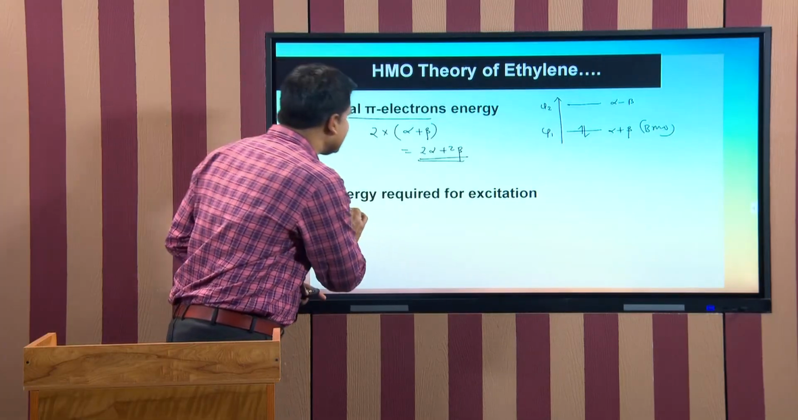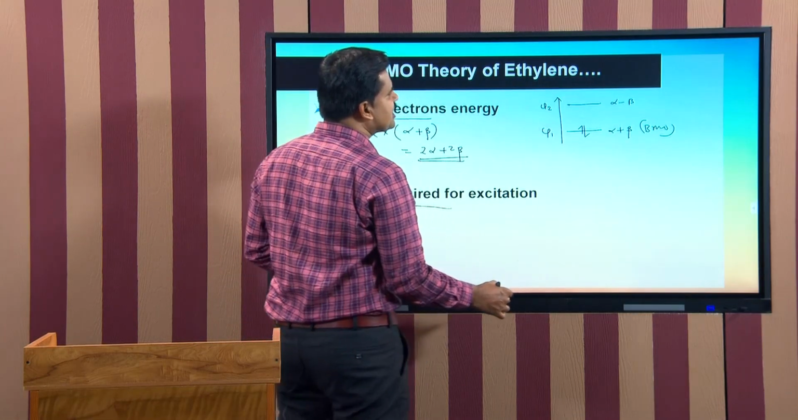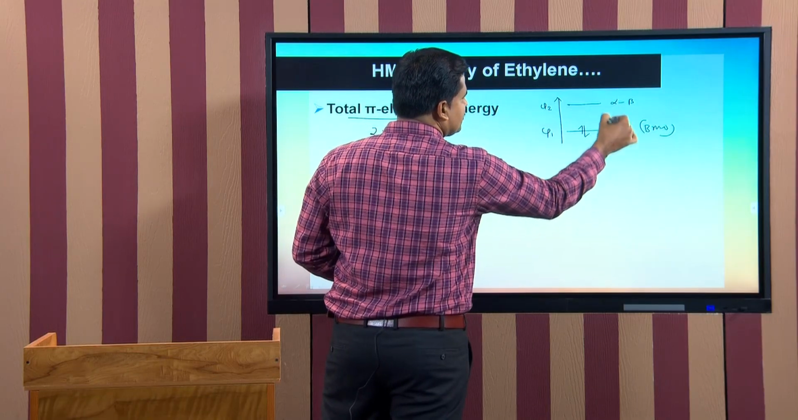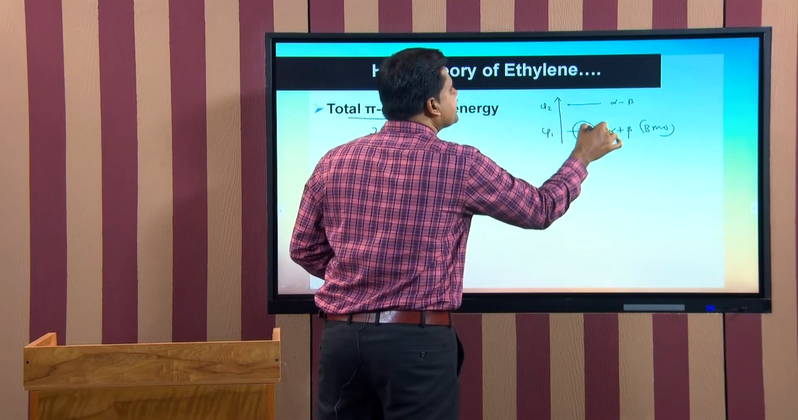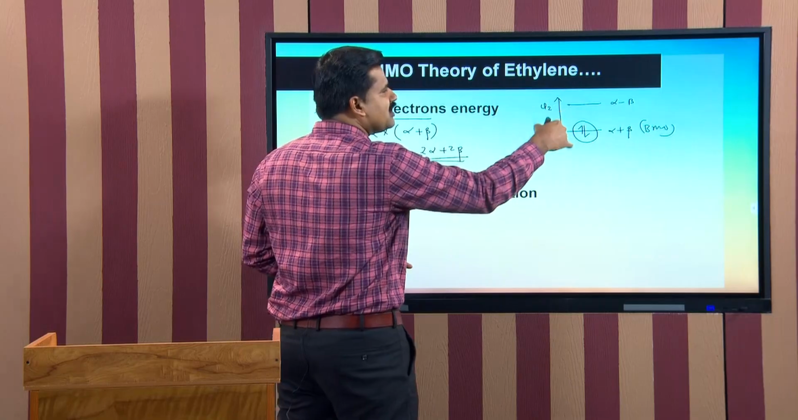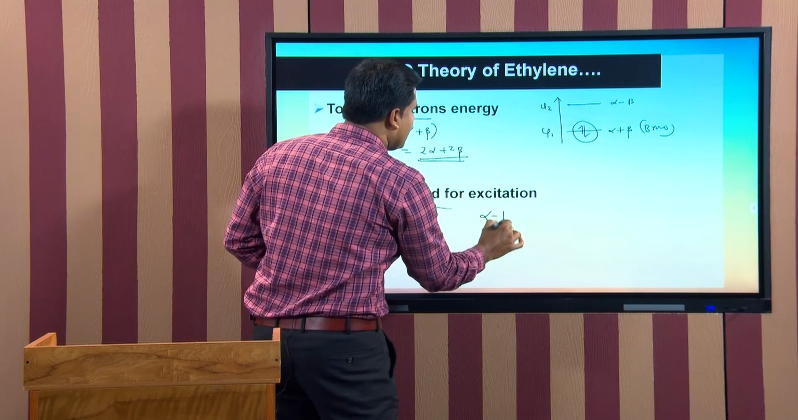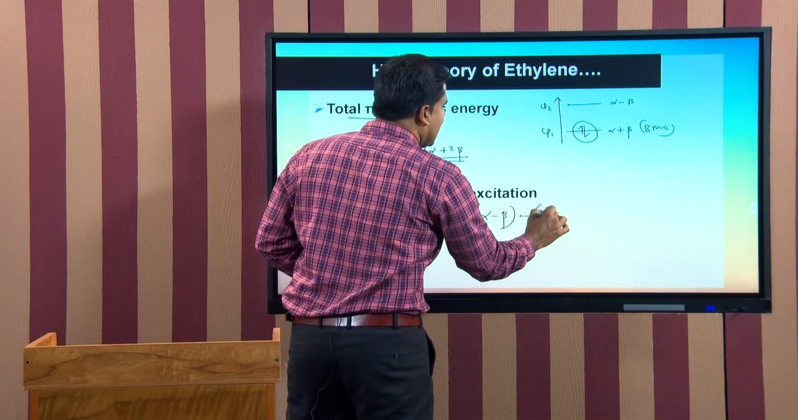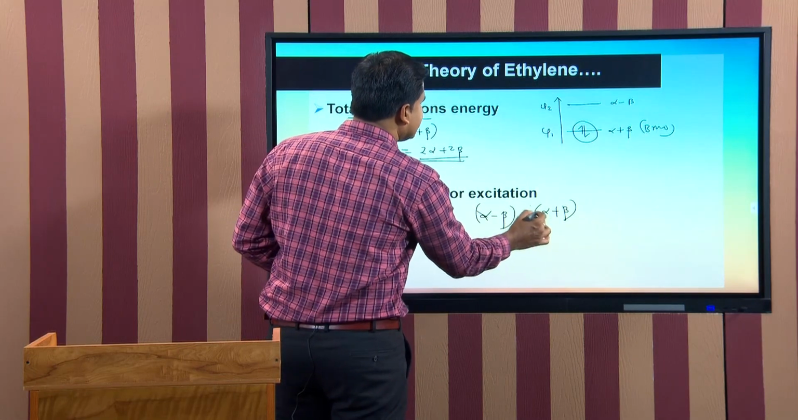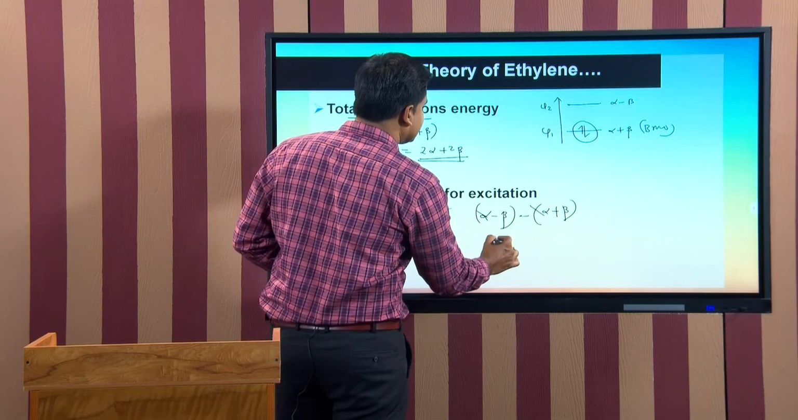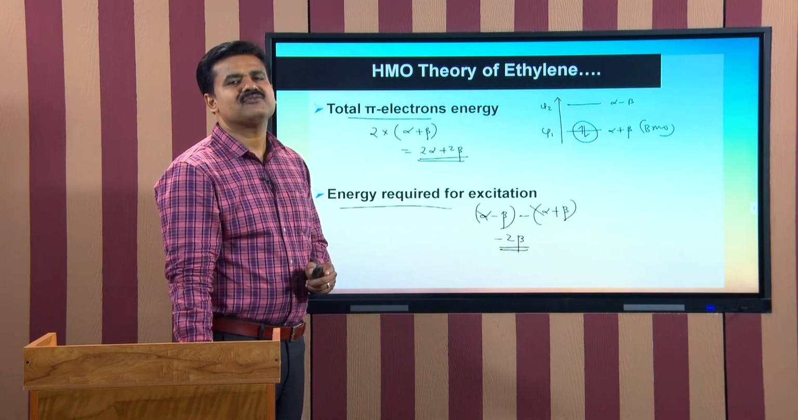Now, we can compute another parameter, called the energy required for excitation. The energy required for excitation can be considered as the energy difference between alpha plus beta and alpha minus beta. That is, we have to promote one of these electrons to the next higher level, and we are going to calculate that energy difference. So, the energy difference is higher energy minus lower energy, that is alpha minus beta minus alpha plus beta. Alpha minus alpha will vanish and you get minus 2 beta. Minus 2 beta is the energy required for excitation.